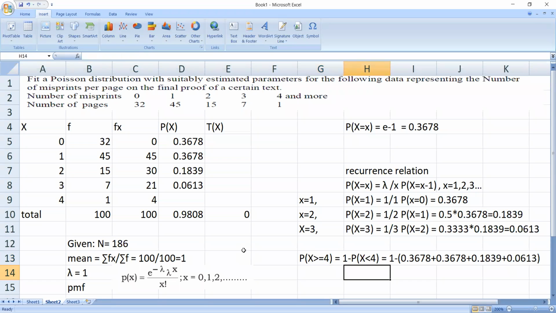How much is that? Comes to 0.9808, right? So 1 minus 0.9808.